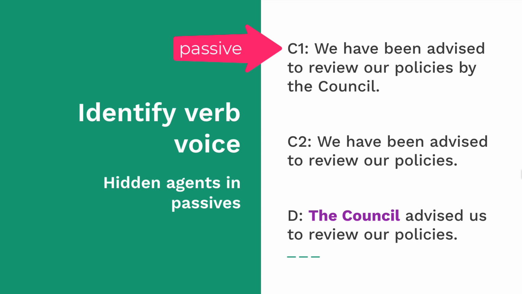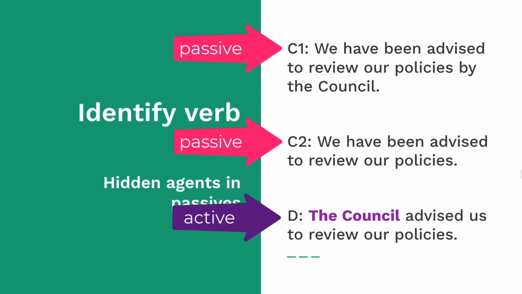One important aspect of passive voice is that the agent of the action doesn't have to be stated. Sentence C2 leaves out the agent who did the ordering. Sentence D shows how the passives, whether it's C1 or C2, would be turned back into active voice.